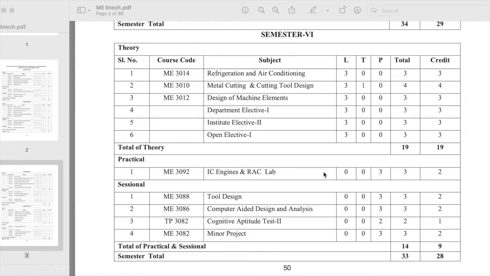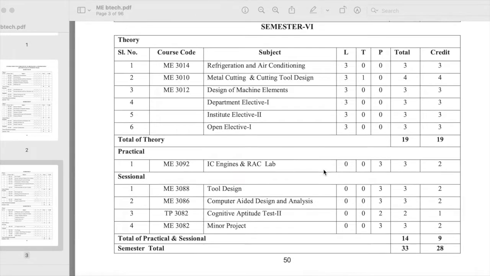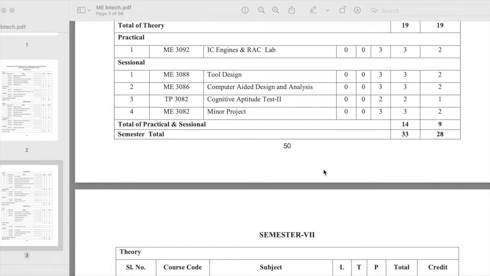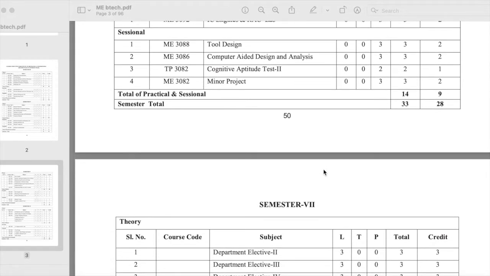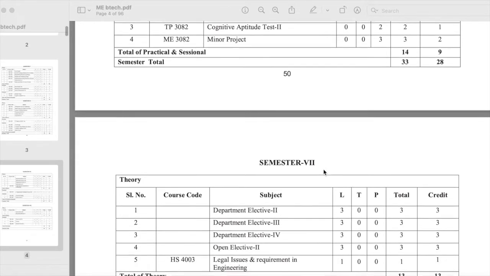6. Now come third year sixth semester. Theory: Refrigeration and Air Conditioning, Metal Cutting and Cutting Tool, The Design of Machine Elements, Department Elective I, Institute Elective 2, Open Elective I. Practical: IC Engines and RAC Lab. Sessional: Tool Design, Computer Aided Design and Analysis, Cognitive Aptitude Test 2, Minor Project.